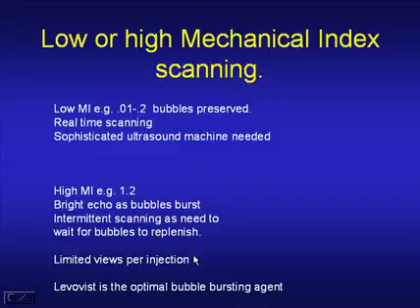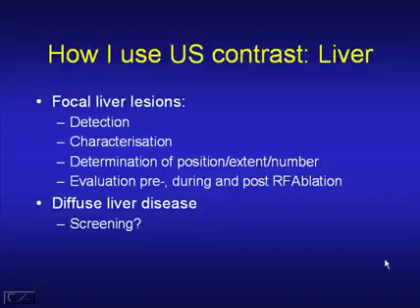Obviously the technique of scanning is quite difficult, and currently the first generation agent Levovist, which is still licensed in Europe and most of the world, is the optimal agent for this bubble bursting technique, but it's been superseded by the second and third generation agents such as SonoVue, Definity, Sonazoid, and so on. There are many that are licensed in some countries, many not licensed in the continental United States.